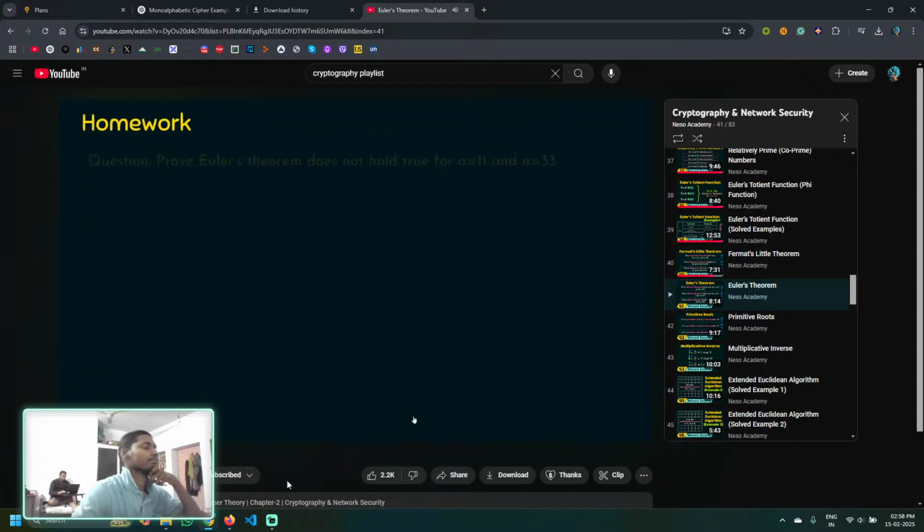Before we sign out, let's see the homework question. The question is, you are required to prove Euler's theorem does not hold true for a equal to 11 and n equal to 33. So before progressing with the solution, I request you to check whether a and n are relatively prime to each other. After knowing the answer by looking at the question itself, still you prove this and post your answers in the comment section.